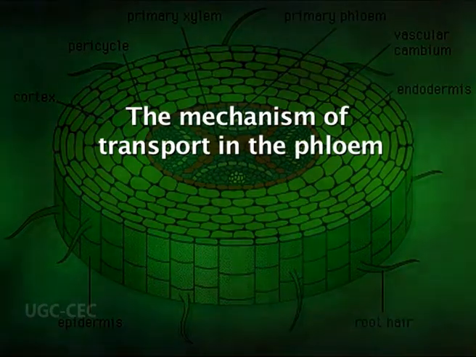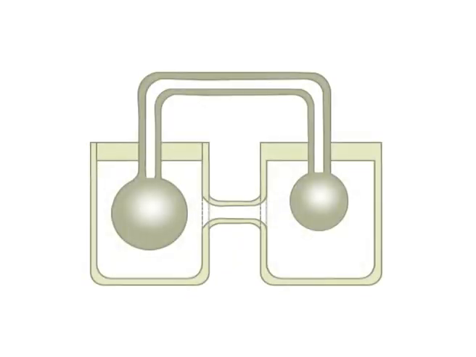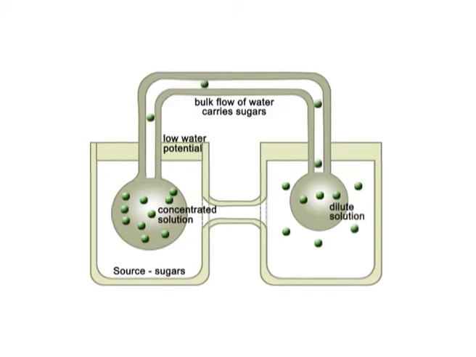Dear students, now we will discuss the mechanism of transport in the phloem. According to the widely accepted pressure flow hypothesis proposed by the German botanist Ernst Münch in 1927, the movement of solutes within the sieve tubes is essentially passive, the result of hydrostatic pressure developed osmotically along gradients established by the presence of high concentrations of sugar near the source of photosynthate and lower concentrations in the vicinity of sinks, that is, areas of use or storage.